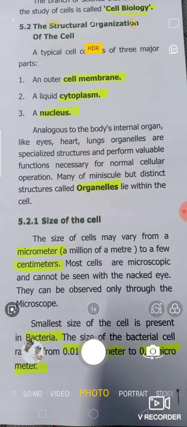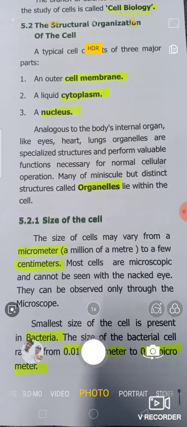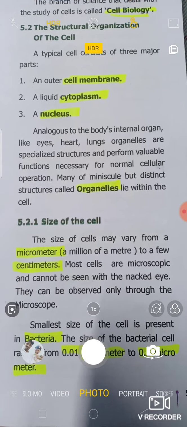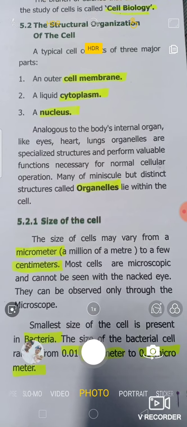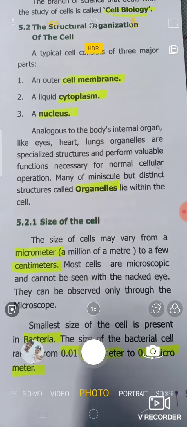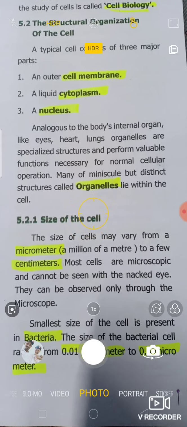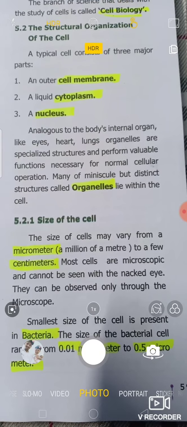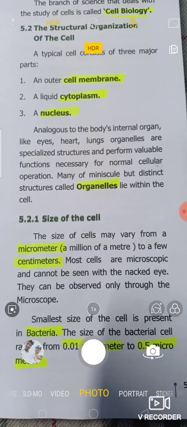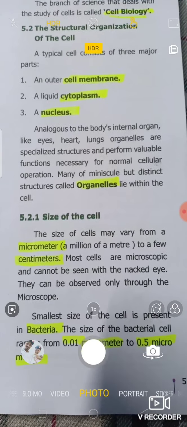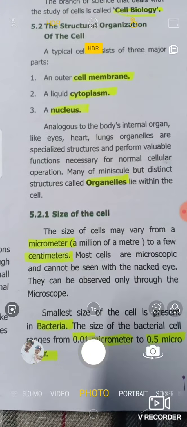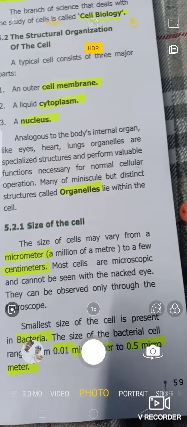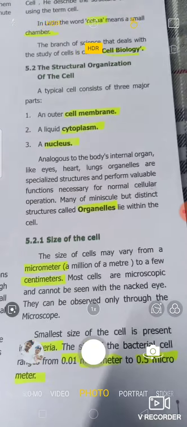Size of the cell. The size of cells may vary from a micrometer to a few centimeters. Most cells are microscopic and cannot be seen with the naked eye. They can be observed only through the microscope. The smallest cell is found in bacteria. The size of the bacterial cell ranges from 0.01 millimeter to 0.5 micrometer.